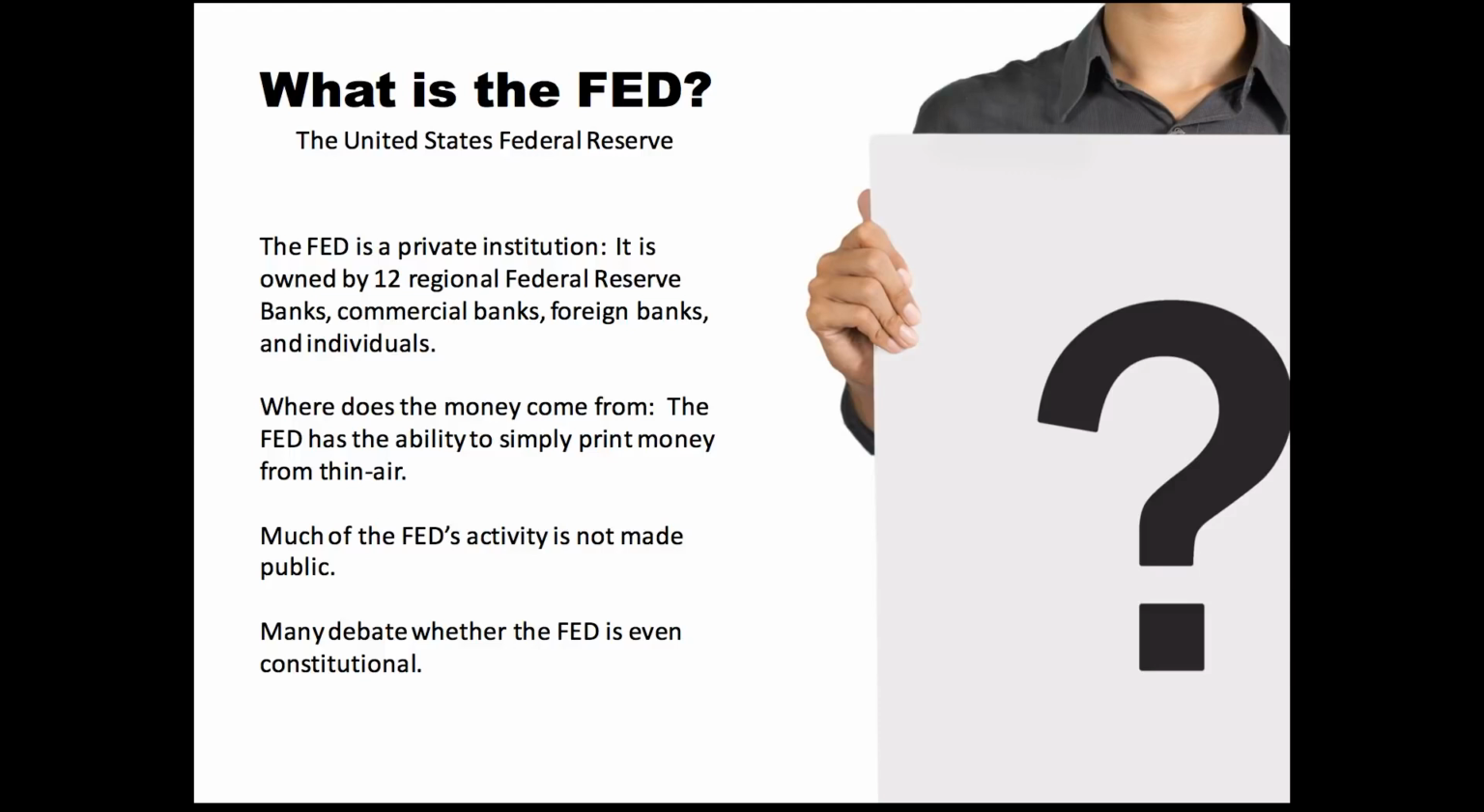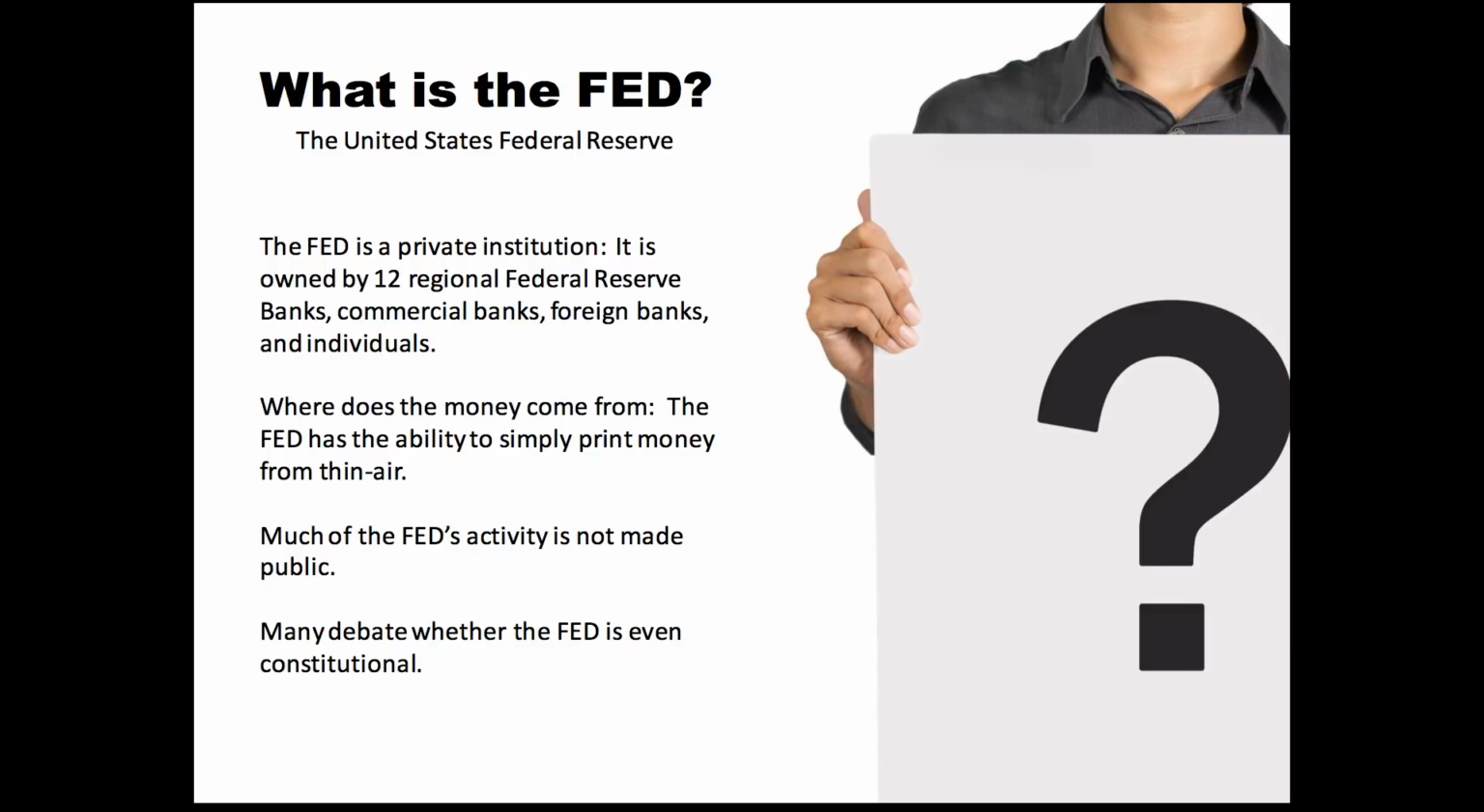The Fed is a private institution, and it's owned by 12 regional Federal Reserve banks, commercial banks, foreign banks, and even individuals. Especially if you go back to when the Fed was created, you had some very wealthy people that actually set all this up. And there's a very interesting book that's written on this. It's called The Creature from Jekyll Island, which kind of gives you a different perspective on the Fed. It's a pretty interesting read.